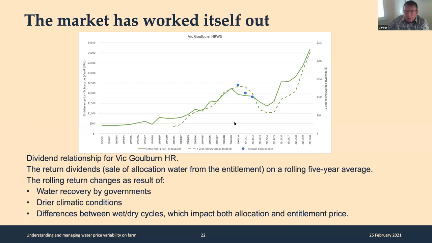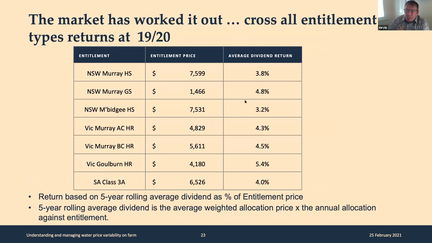But when we look at the different entitlements across the basin, it's actually pretty consistent. Yes, there's some variability in the price, but the yield or the average dividend return, that rolling 5-year average, is around about the 3 to 5%, pretty consistent. So the market pretty much sorts it out in terms of the return and the value of that entitlement. And I'll talk a little bit about what that might mean in terms of should I own it or should I just live on the temporary market or the allocation market.